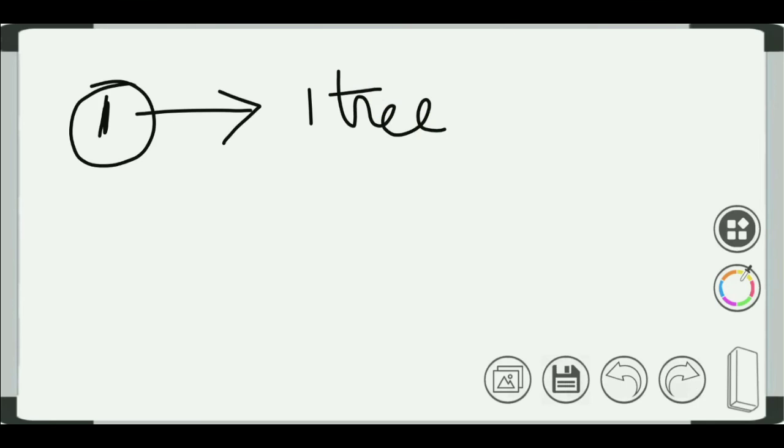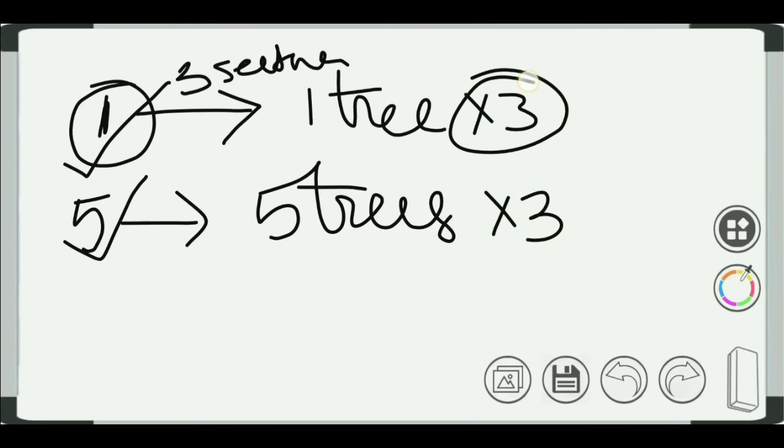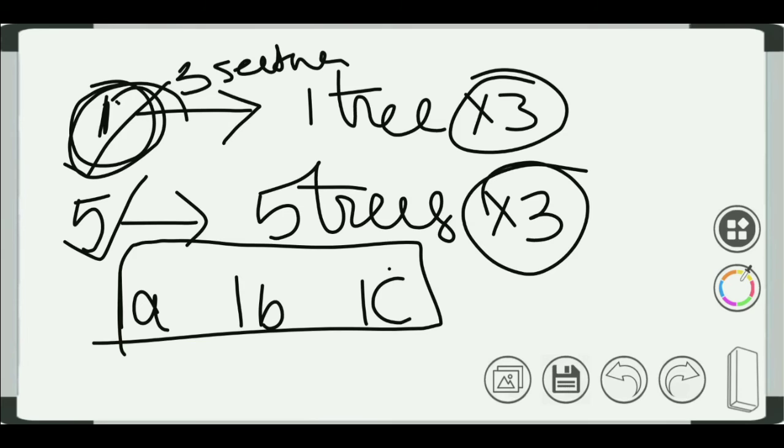They have told students of class 1 will be planting 1 tree. Students of class 5 will be planting 5 trees. But one more information is there. Each class is having 3 sections. That means into 3. 3 sections are there for each class. That means first class will be having 1A, 1B, 1C, like the sections. So each class is having how many sections? 3 sections. Now we need to find the trees. How many trees will be planted by the students from 1 to 12?